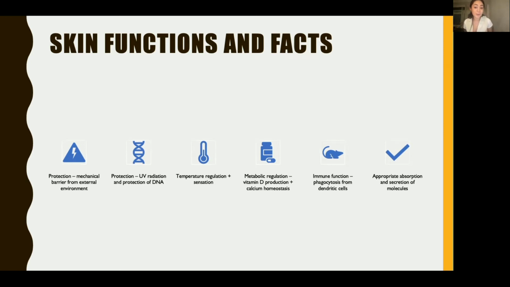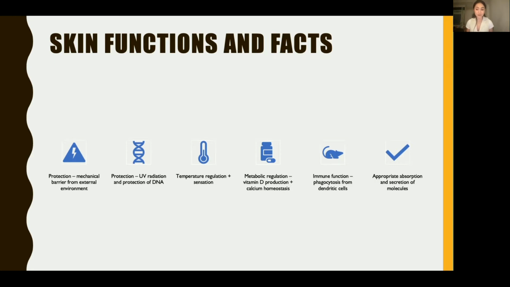First of all, we'll talk about protection. Quite obviously, it gives us protection from mechanical forces. The subcutaneous layer of fat literally acts as a shock absorber to trauma. Then we get a mechanical barrier from microbes and chemicals. Another aspect of protection is protection from UV damage, through the pigment melanin, which protects our DNA. It's why in reaction to light, we tan, because we're increasing melanin production. And then the skin also regulates our temperature.